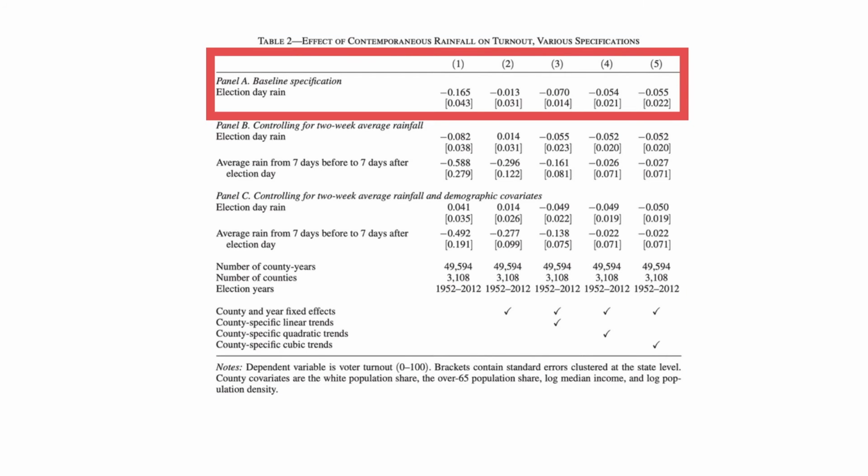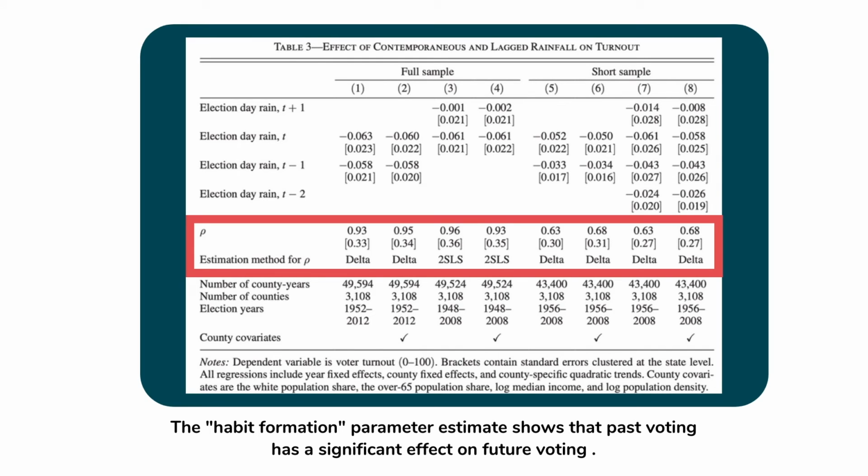The main finding of the autoregressive model is around the parameter rho, which is known as the habit formation parameter. Table 3 shows different values for this parameter, going from 0.6 to 1.0. This finding suggests that past voting has a significant effect on future voting.